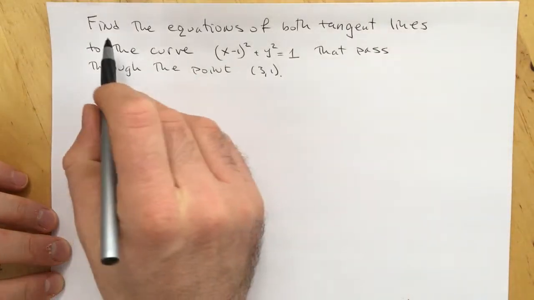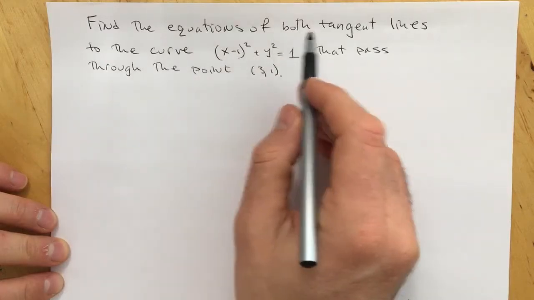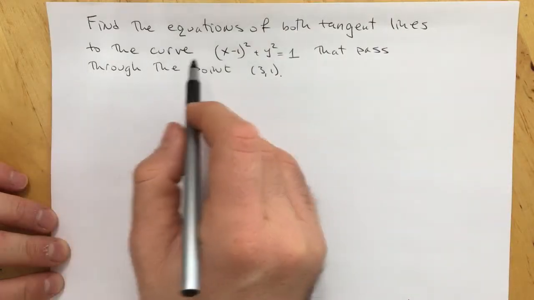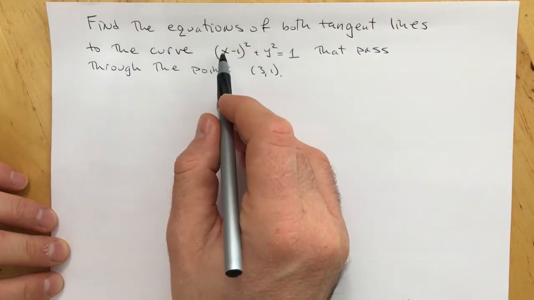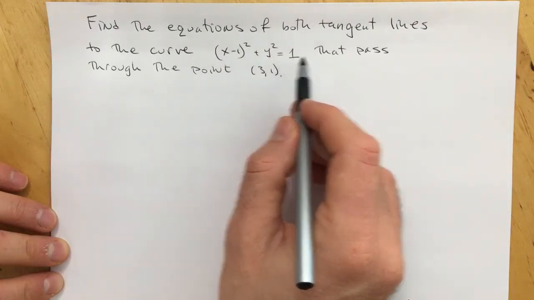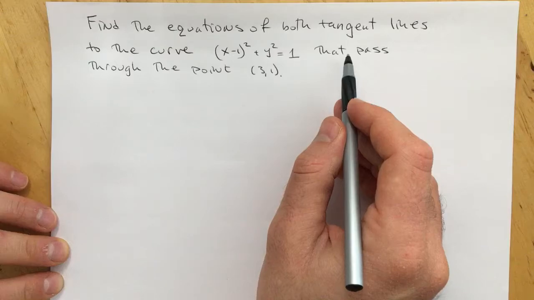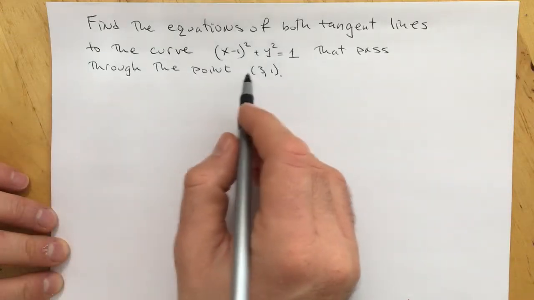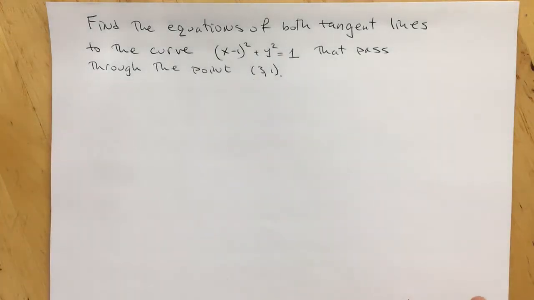So this problem says find the equations of both tangent lines to the curve defined as (x − 1)² + y² = 1 that pass through the point (3, 1). Okay, so this is a very similar problem to problem number 8 that you have on Webwork.